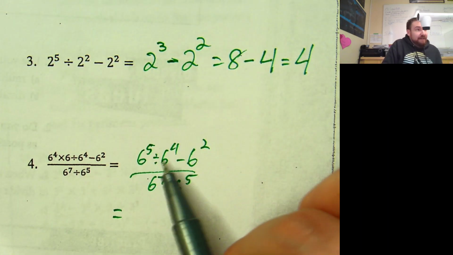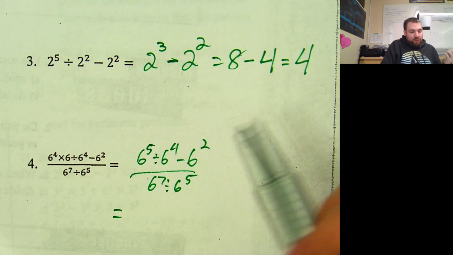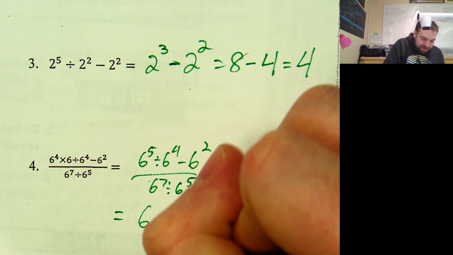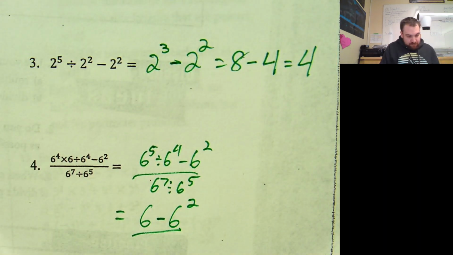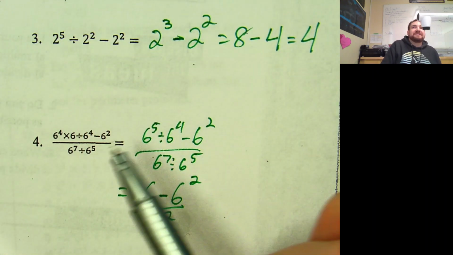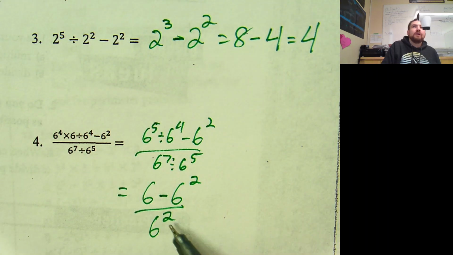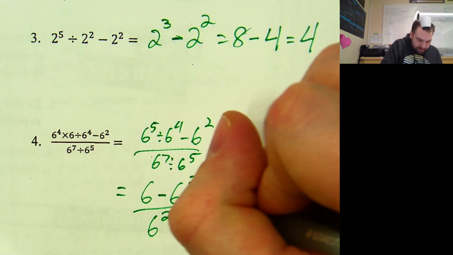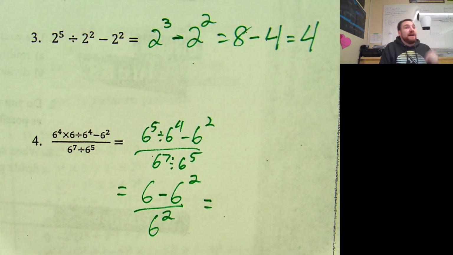Yeah, 6 to the 5 divided by 6 to the 4, that's just 6 to the 1, which we can write as 6. So this is going to be 6 minus 6 squared. Keep going. And the bottom is just going to be 6 squared, because 7 minus 5 is 2. I love it. Keep going. This is fully simplified, because we don't have a rule for subtraction. Carolyn, finish it off.